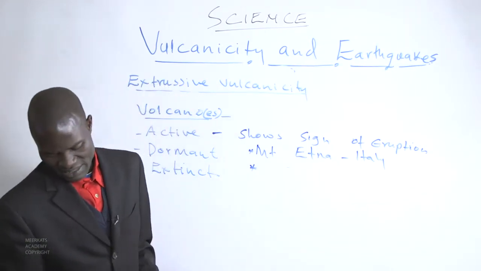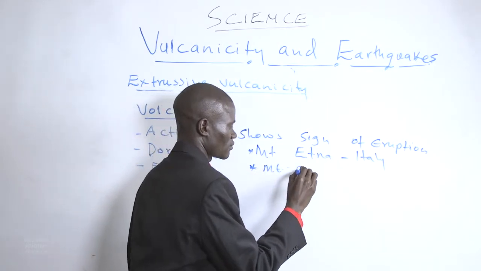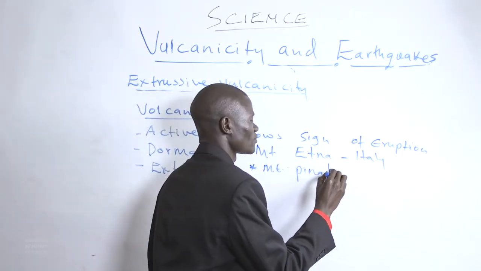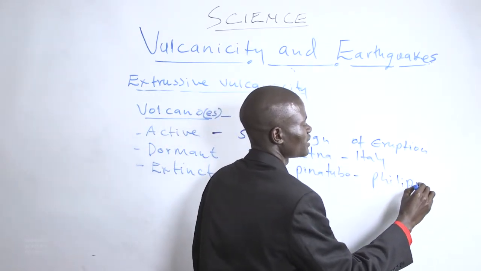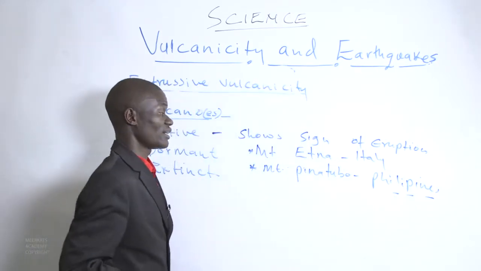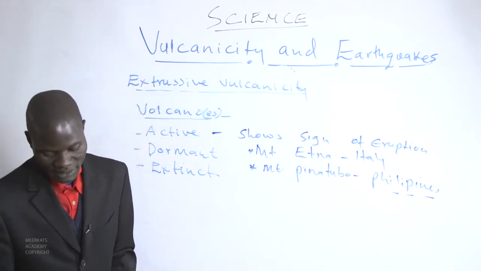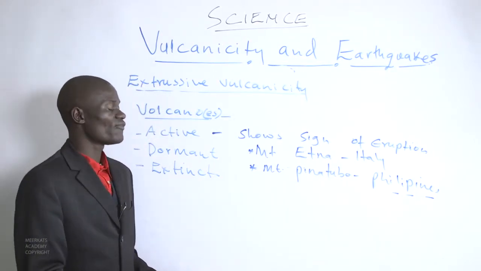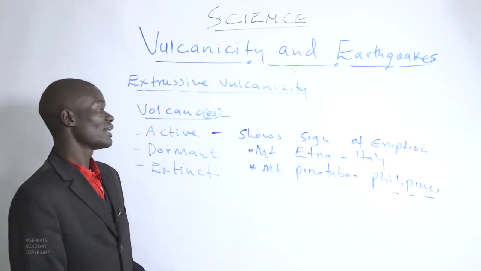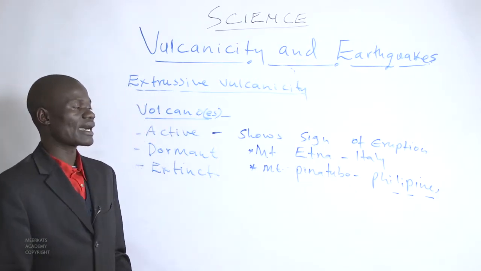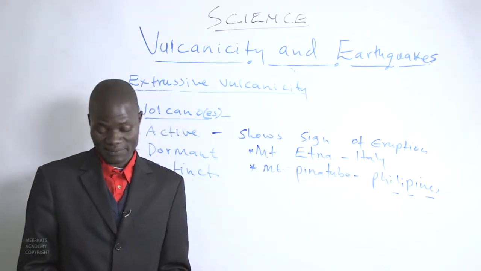Another one is Mount Pinatubo in the Philippines, a country that neighbors Australia. These are examples of active volcanoes. Others are found on the African continent, such as Mount Cameroon and Nyamlagira in Zaire. Mount Cameroon is found in Cameroon, and Nyamlagira is found in Zaire.